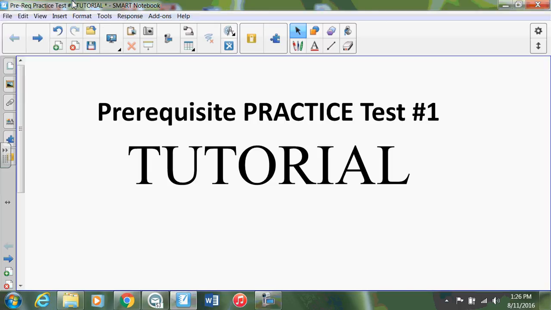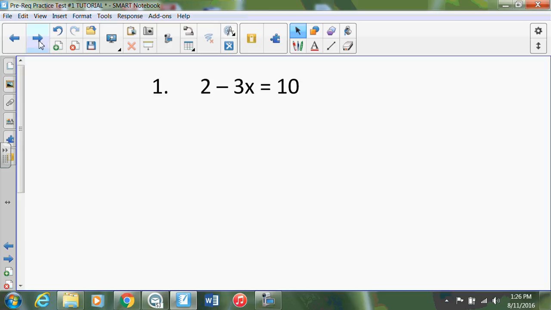Hi, thank you for joining me for our PreReq practice test tutorial. The purpose of this tutorial is to make sure you understand the whys behind each problem's answer so that it can make sense to you and you can put it in your long-term memory. Here we go with the first problem.